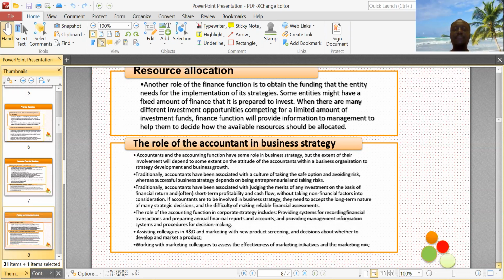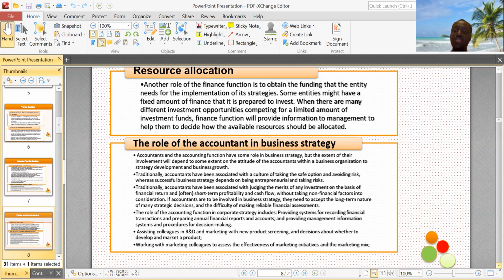Very, very important. Now let's talk about the role of the accountant in business strategy. Accountants and the accounting function have some role in business strategy, but the extent of their involvement will depend to some extent on the attitude of the accountants within a business organization. So the attitude of the accountant is important. Now, what is the meaning of the attitude of the accountant? Traditionally, when we talk about accountants, people have this notion of avoiding risk, taking the safe option. Those are the notions that go with being an accountant.